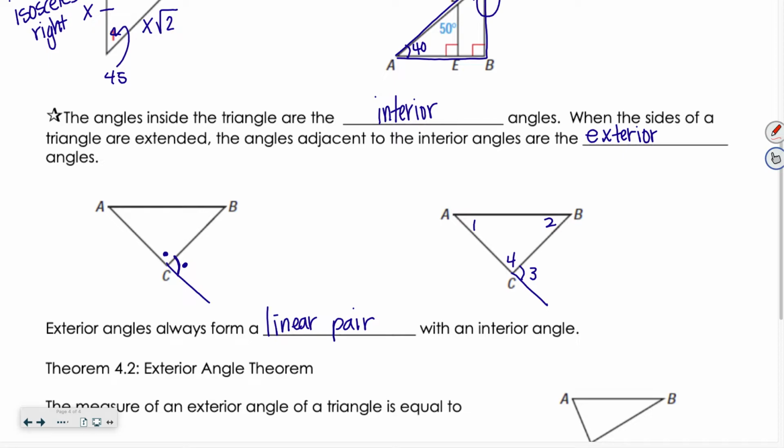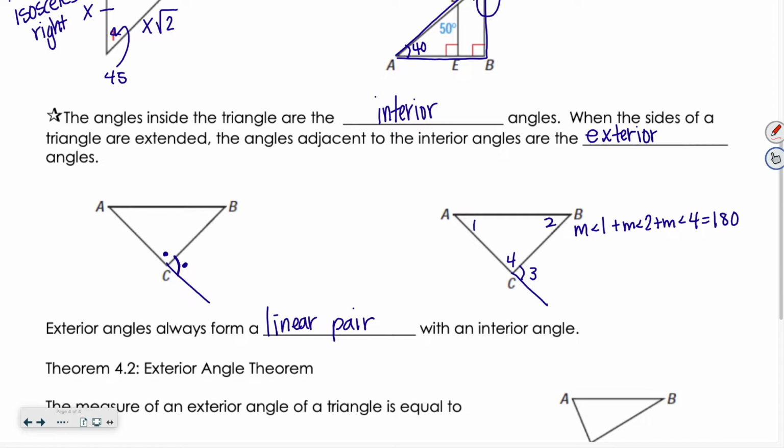All right, tell me a true statement about angles 1, 2, and 4. They equal 180. So the measure of angle 1 plus the measure of angle 2 plus the measure of angle 4 equals 180. True or false? True. Tell me something you know about 3 and 4.